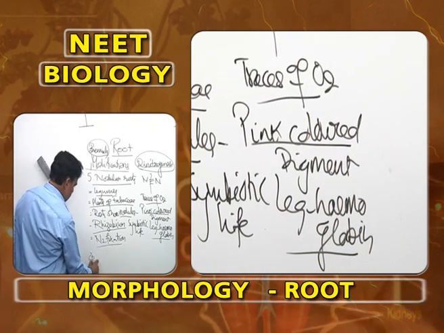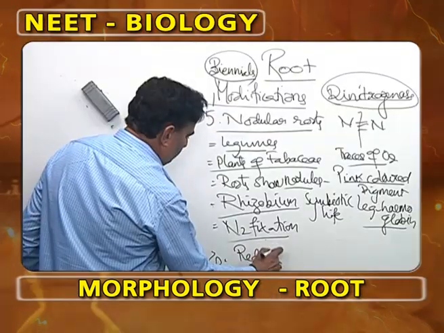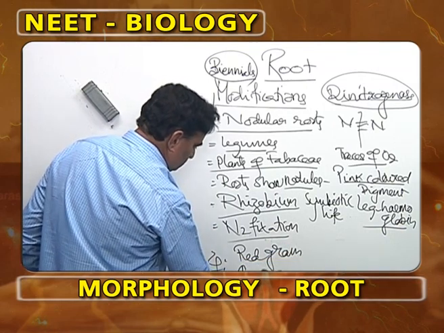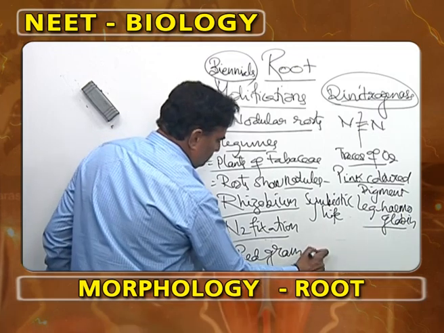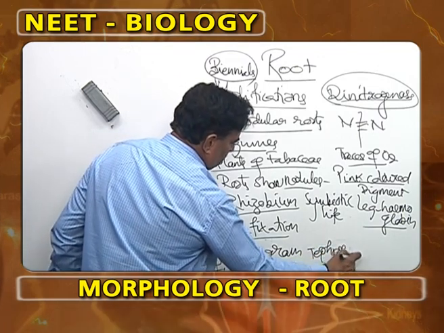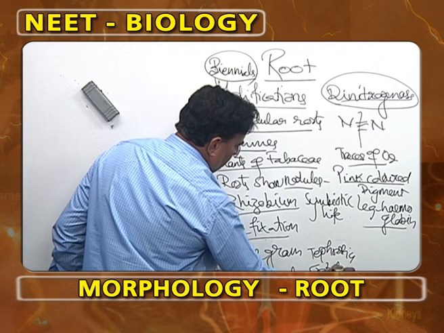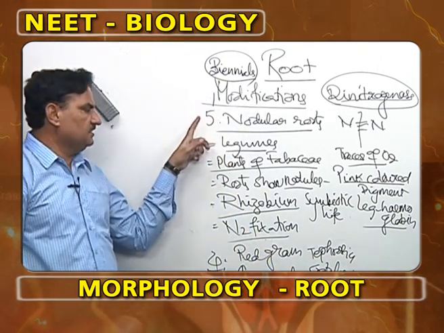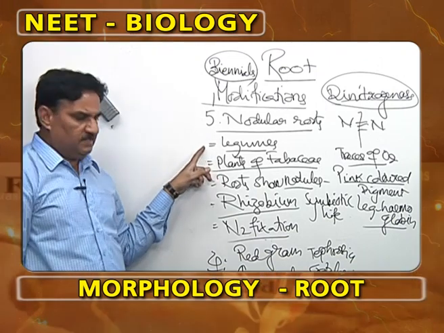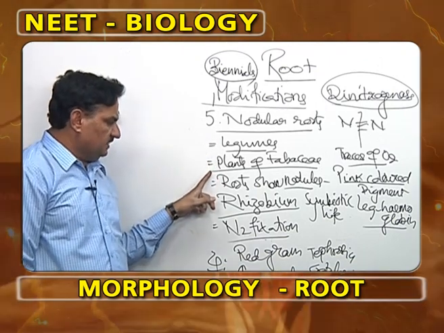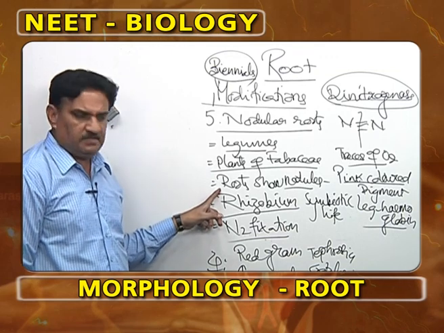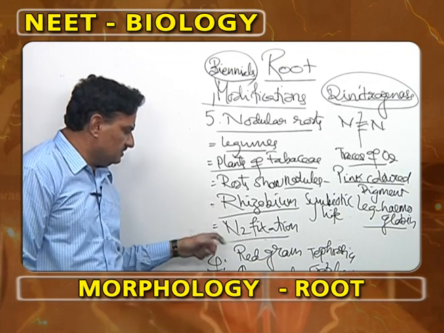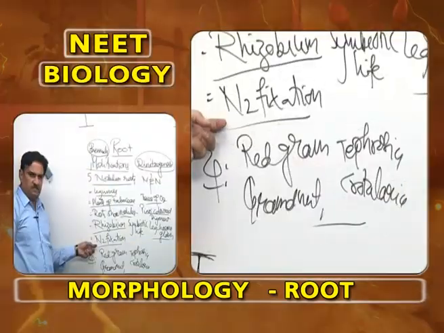Examples: red gram, almost all grams, groundnut, Tephrosia, Crotalaria. Almost the majority of the plants of Fabaceae show nodular roots. What are nodular roots? These are found in legumes, plants of Fabaceae particularly, which show root nodules. Root nodules show the presence of Rhizobium, which shows a symbiotic association. These help in nitrogen fixation.